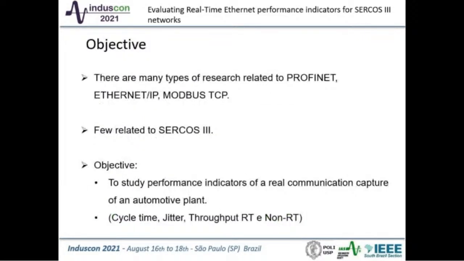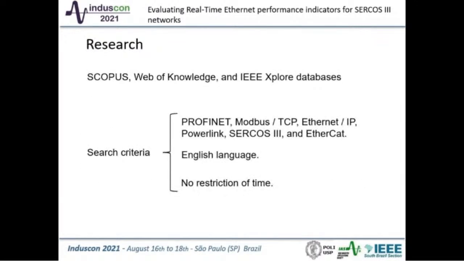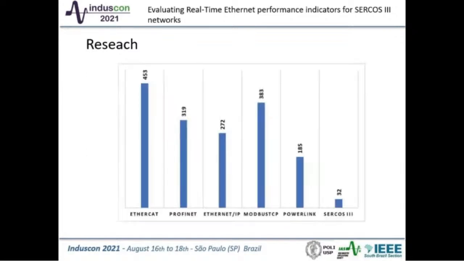This article aims to study a real network of an automotive plant as a function of its performance indicators. The chosen protocol is SERCOS 3 because there is little research on it. In addition, a quantitative literature review will be carried out, and finally, the study for 4 performance indicators will be addressed. Starting with the quantitative bibliographic review, it's possible to verify that there is a tiny amount of work developed.